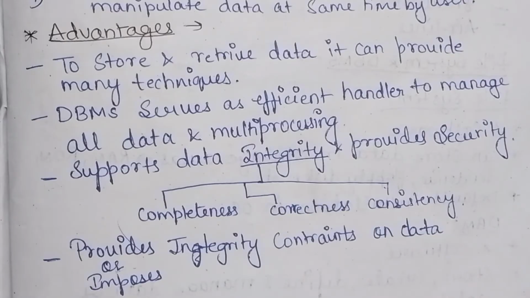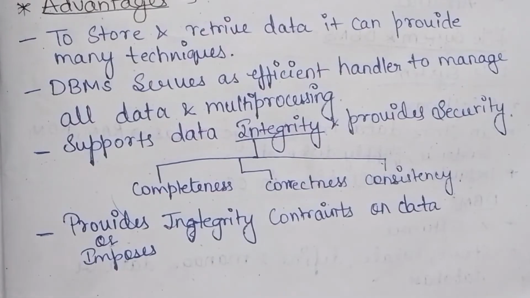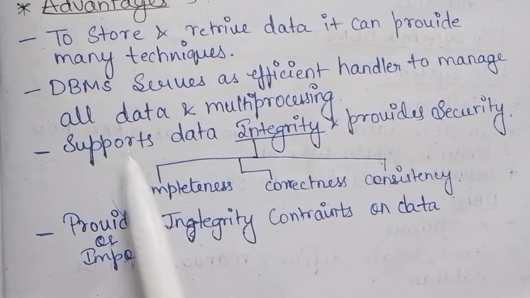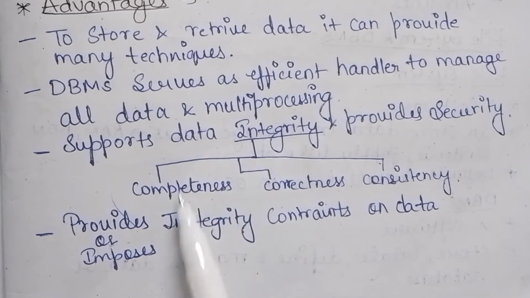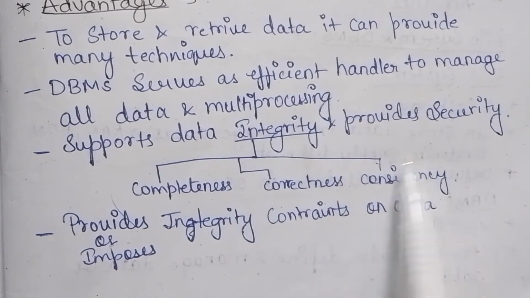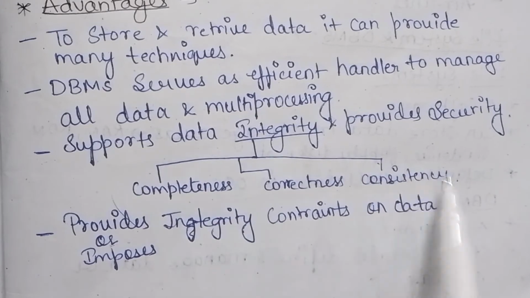Now the next topic is advantages of the DBMS. The first advantage is to store and retrieve the data. It can provide many techniques. It means there are many techniques to store and retrieve the data in the database management system. The next is DBMS serves as an efficient handler to manage all the data and multiprocessing. The third advantage of DBMS is it supports the data integrity and provides the security. Integrity means completeness, correctness and consistency of the data. These three must be satisfied.